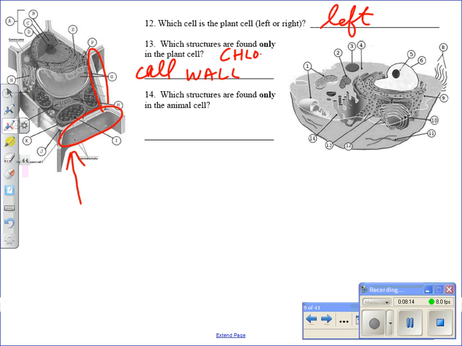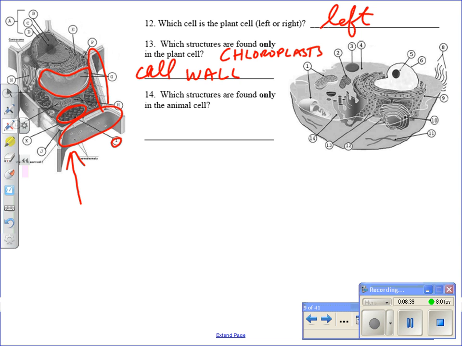Chloroplasts are only found in plant cells. The last thing is this little area right here, the central vacuole. Two key things you want to know are chloroplast and cell wall. So chloroplast is right here. You see that little structure right there on your sheet. It corresponds to structure I, which is the chloroplast.